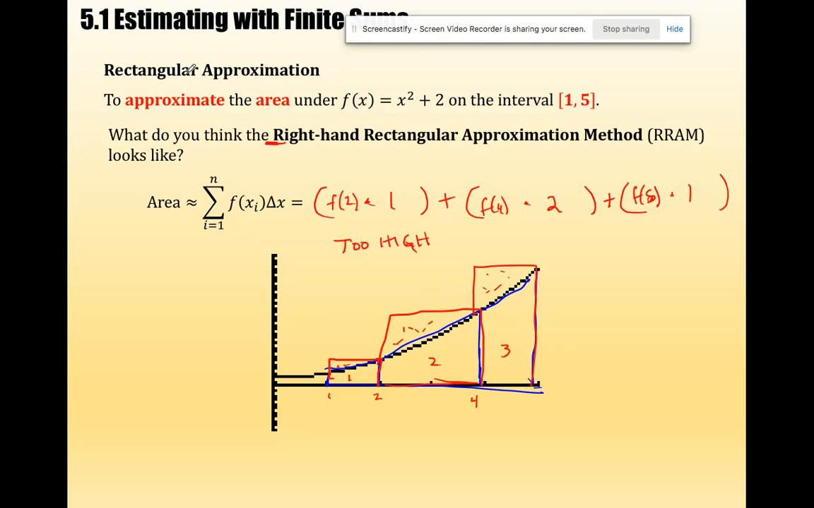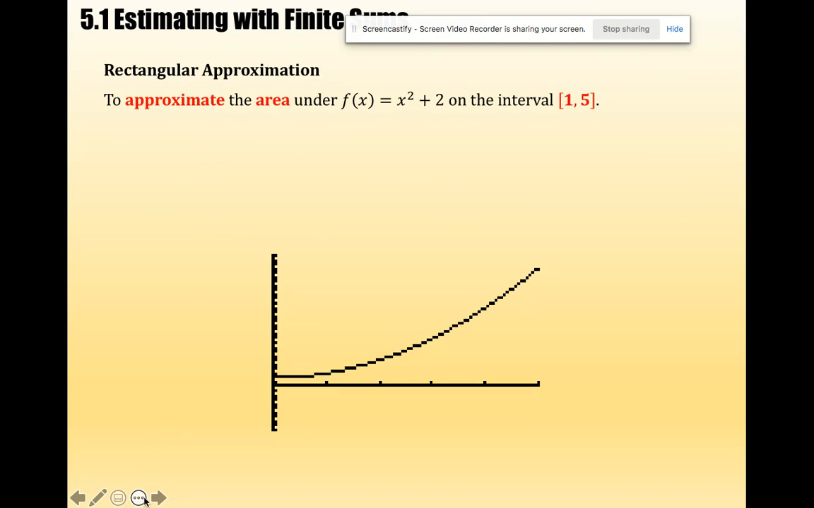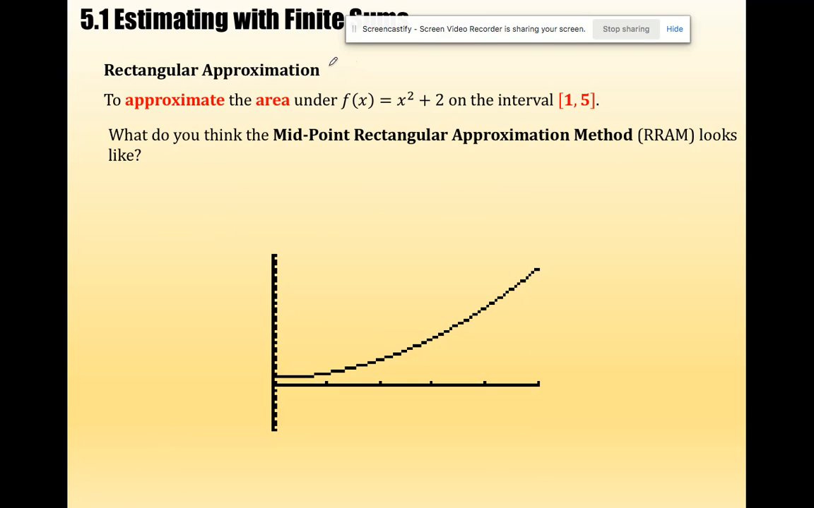All right. So this was method 2, RRAM. Method 3, of the rectangular, right? Midpoint, what do you think that looks like? Whoops, that's supposed to be an M. MRAM. Same idea, sum products, height times width.